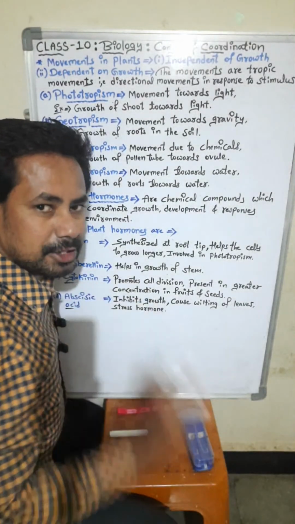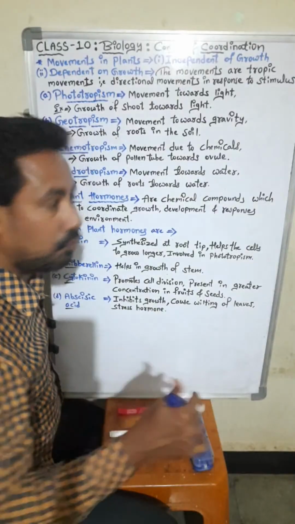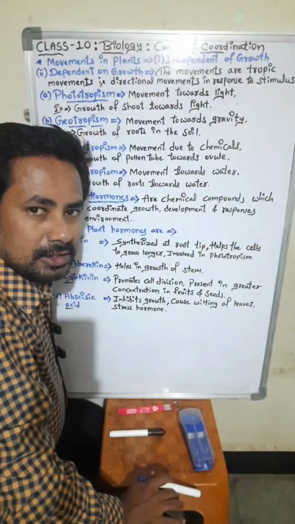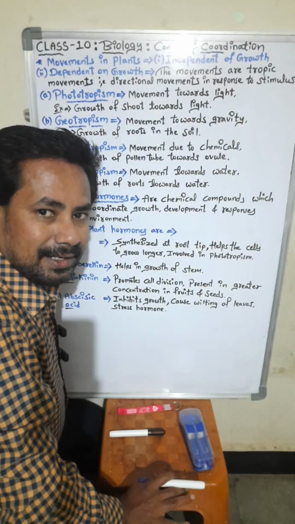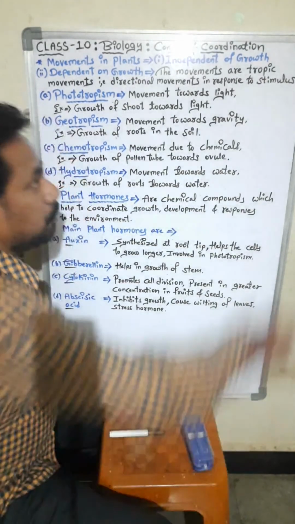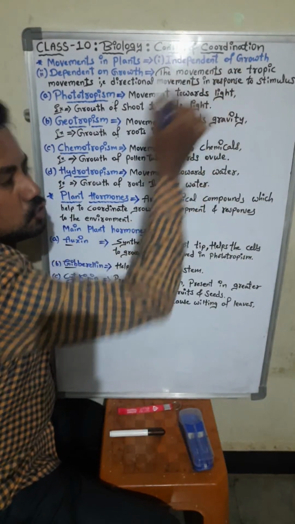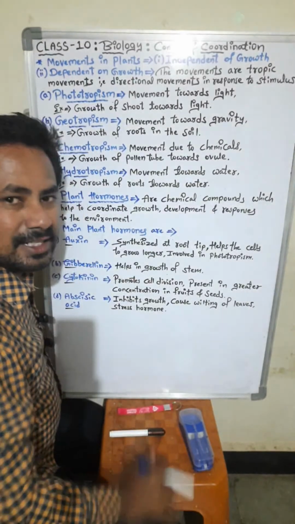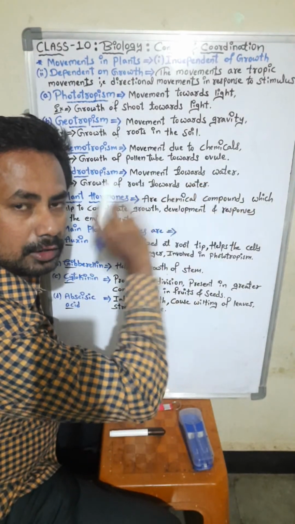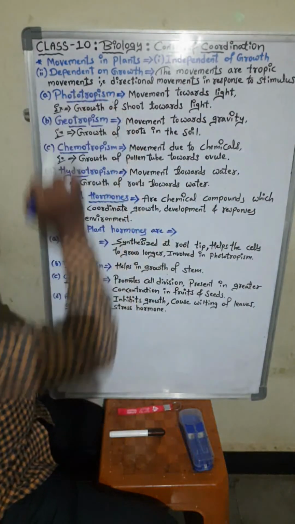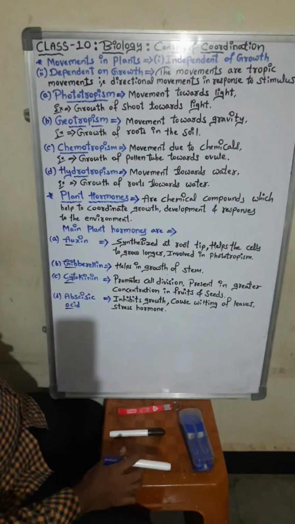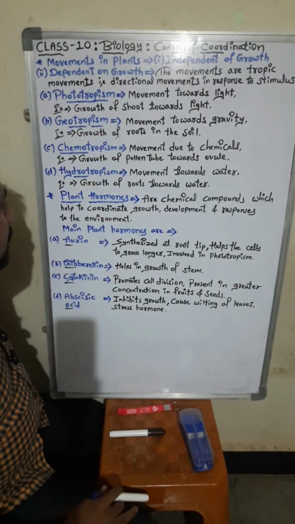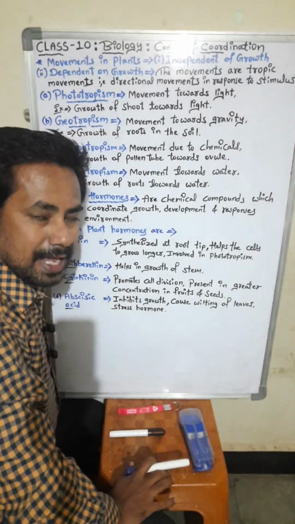In a particular direction plants will grow, and that is what we are going to study now. Dependent on growth: movement will be there, and growth will also be there. Here, movement will be there, but there is no growth. Is it clear? There are only two types of movements in plants: independent of growth and dependent on growth. Now, the second part we are going to see is dependent on growth. So students, four tropisms are given in your Class 10 textbook.